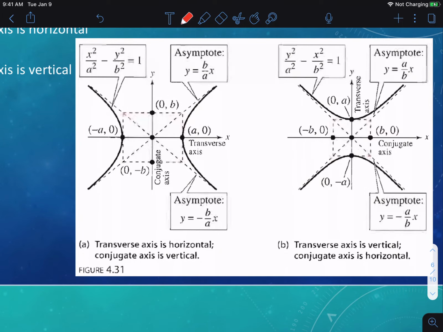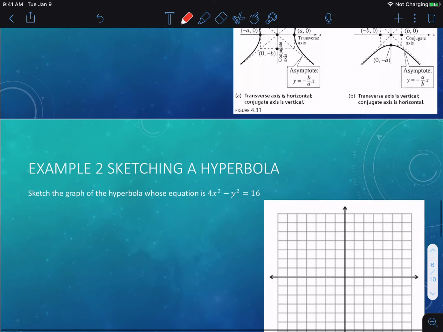So here's the picture, and you can see that the asymptotes have the equations y is equal to b over a x for the horizontal transverse axis, and negative b over a x for the other asymptote of the horizontal transverse axis. When the transverse axis is vertical, there you can see that the asymptotes are y is equal to a over b x, and y is equal to negative a over b x. And so there's the asymptotes of a hyperbola.